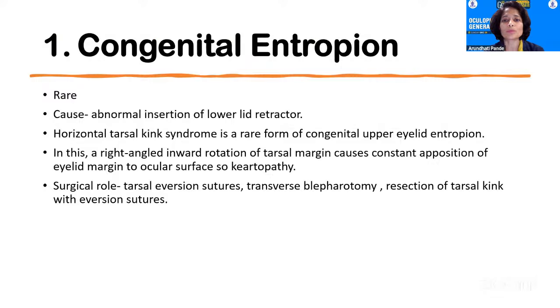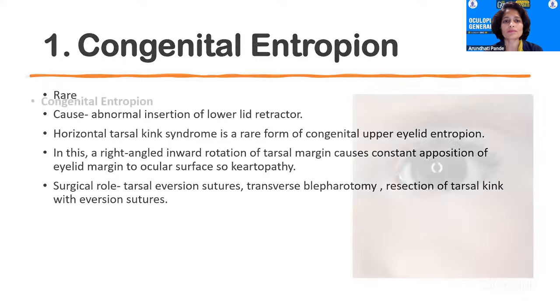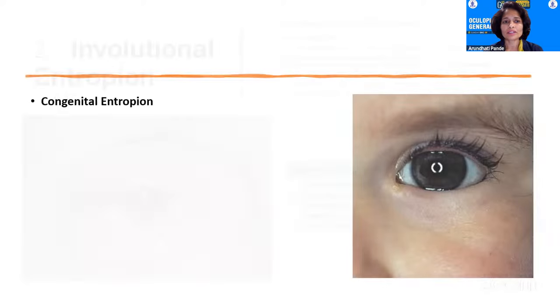So first is congenital entropion. It is rare. It is abnormal insertion of lower lid retractors. Horizontal tarsal kink syndrome is a rare form of congenital upper lid entropion. In this, right-angled inward rotation of the tarsal margin causes constant opposition of the eyelid margin to the ocular surface, so it causes keratopathy. Surgical role, what is the treatment? Tarsal eversion sutures, transverse blepharotomy, resection of tarsal kink with eversion sutures. So yeah, picture of congenital entropion.